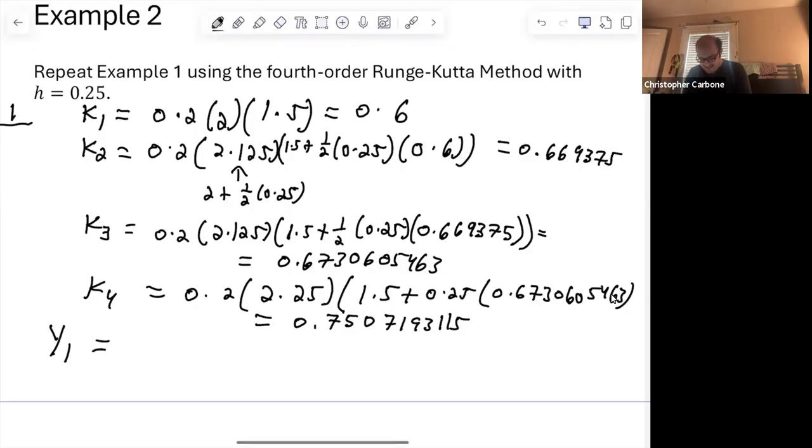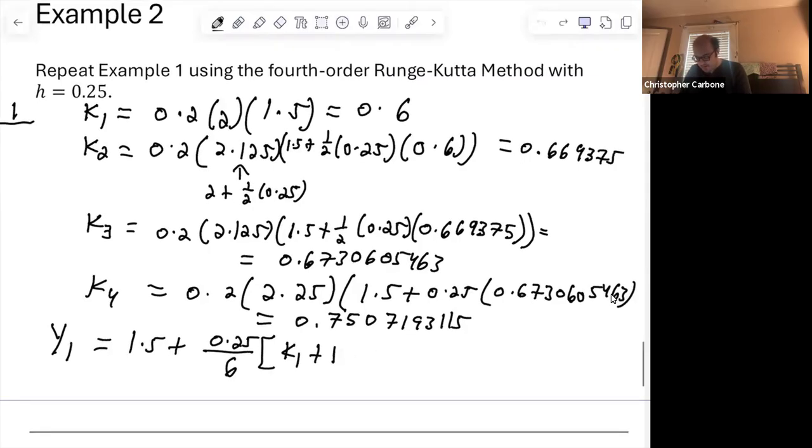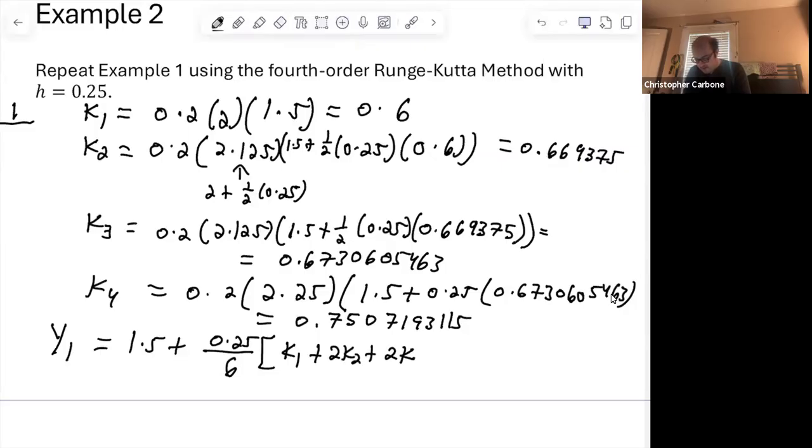And then all of this gets put together into what this actual step is, which is y sub 1. This is 1.5 plus 0.25, which is h, divided by 6 times... I'm not going to write each number out, but this would be k sub 1 plus... I made a mistake. K sub 1 plus 2 times k sub 2 plus 2 times k sub 3 plus k sub 4. So as you can imagine, a kind of long-winded answer, unfortunately. But popping this in would give us an approximation of 1.6681496.